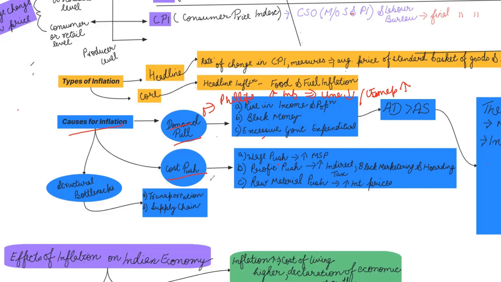And as a result, what happened due to cost push inflation? Aggregate supply is more, aggregate demand is less, and more people are thrown out of jobs. So in order to explain this to you, we'll have another video jahan hum log is causes of inflation ke bare mein discuss karenge to get a better understanding.